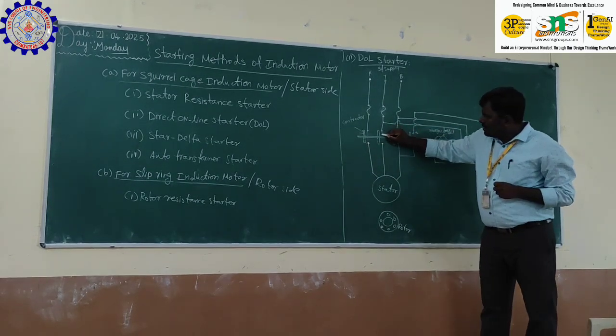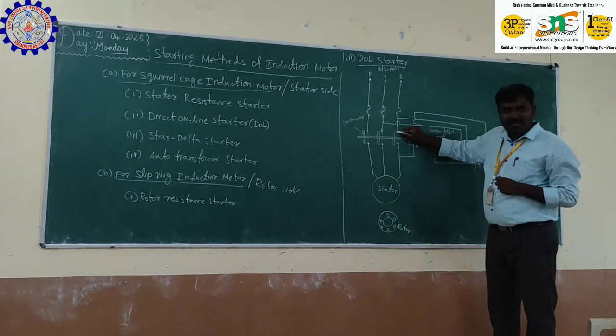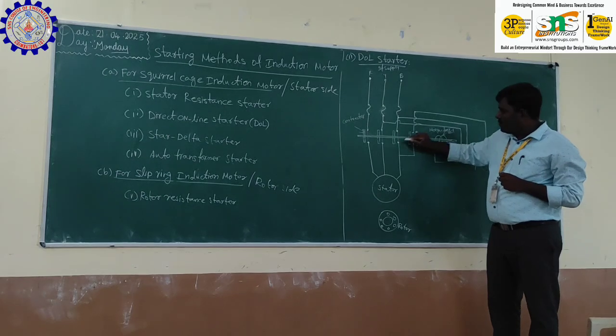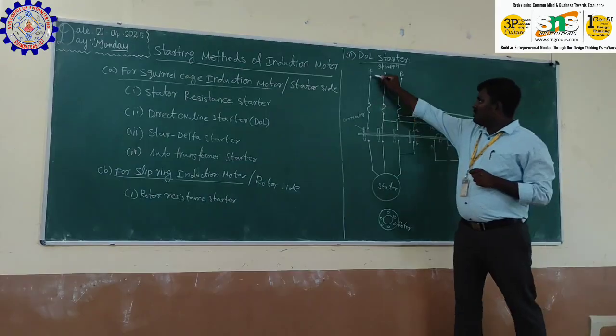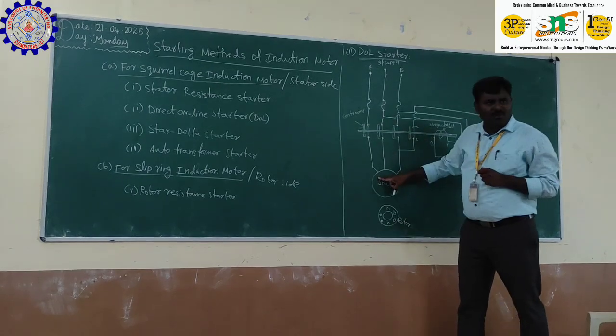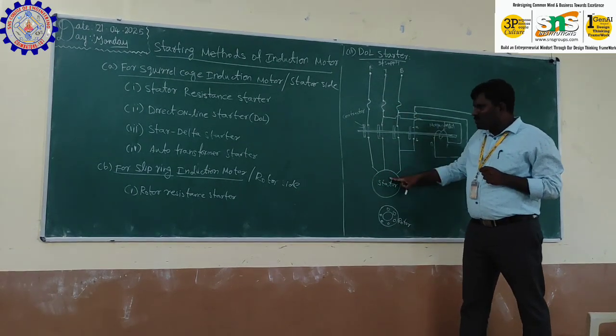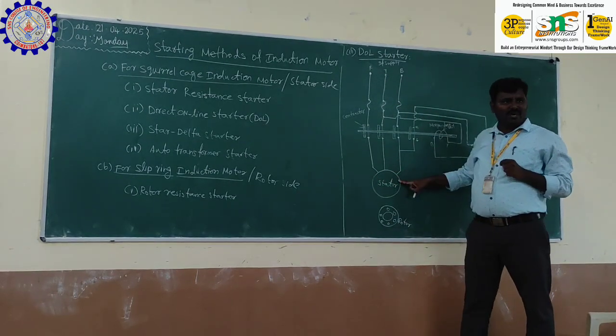அடுத்தது இந்த two terminals டச் ஆயிடும். அடுத்து A and B டச் ஆயிடும். ஓகே. At this condition the R phase is directly goes to stator, Y phase goes to stator, B phase is goes to the stator.